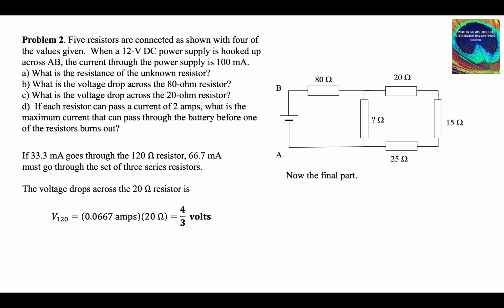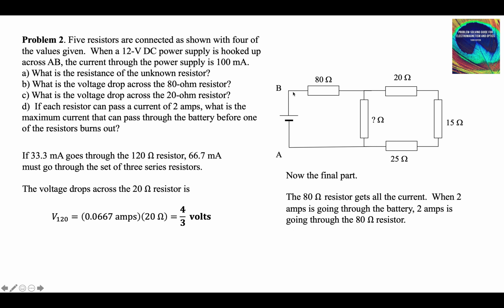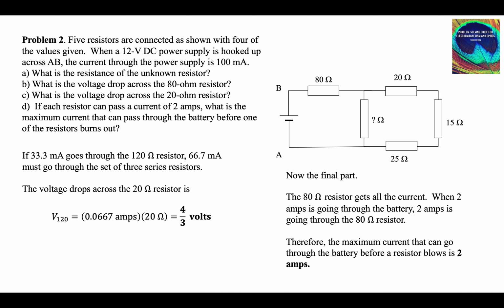Now for the final part. If each resistor can pass a current of 2 amps, what's the maximum current that can pass through the battery before one burns out? Well, the 80 ohm resistor gets all the current. When 2 amps is going through the battery, 2 amps is going through the 80 ohm resistor, and it's going to burn out. So the answer is the maximum current that can go through the battery before our resistor burns out is 2 amps, because the 80 ohm resistor gets all the current through the battery. There's no place else for it to go. That's problem 2.